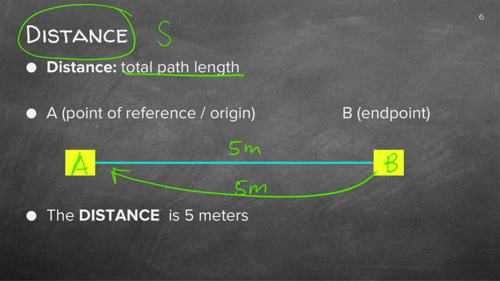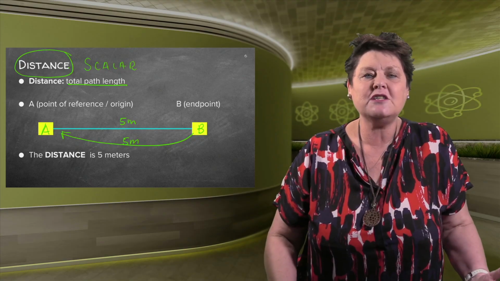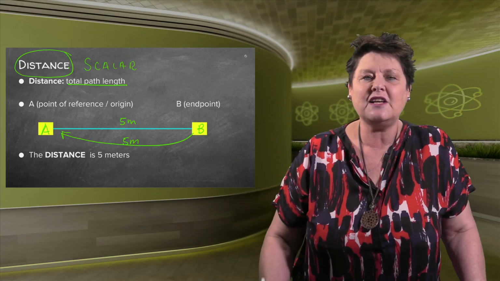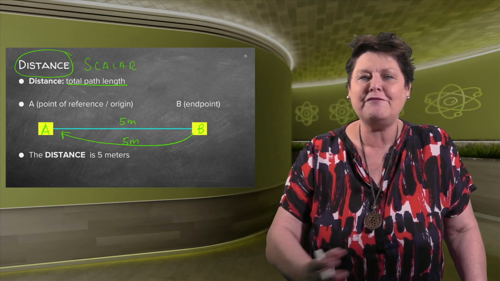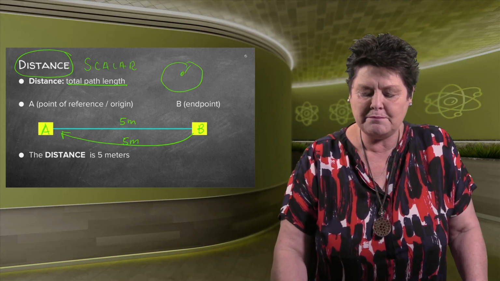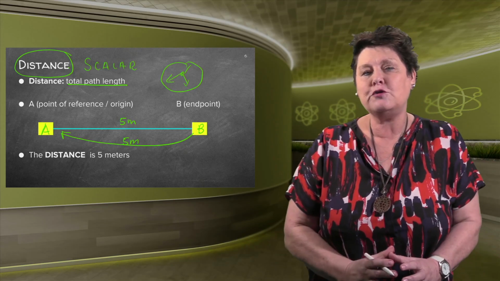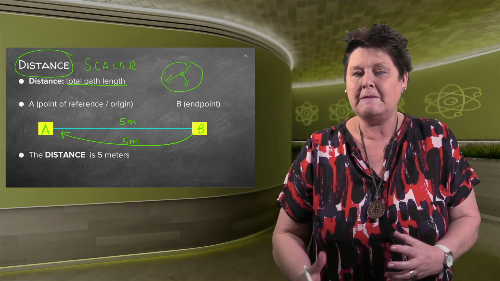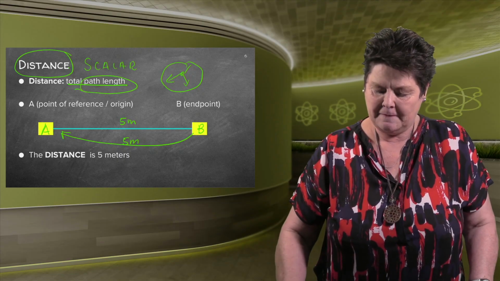Remember, distance is a scalar, and scalar has no direction. So 5 meters could mean anything. You're sitting at a point in your house, and any 5 meters, which can be the whole circle around you, can be 5 meters. So be careful not to confuse yourself with position and distance. Distance is the total path length.